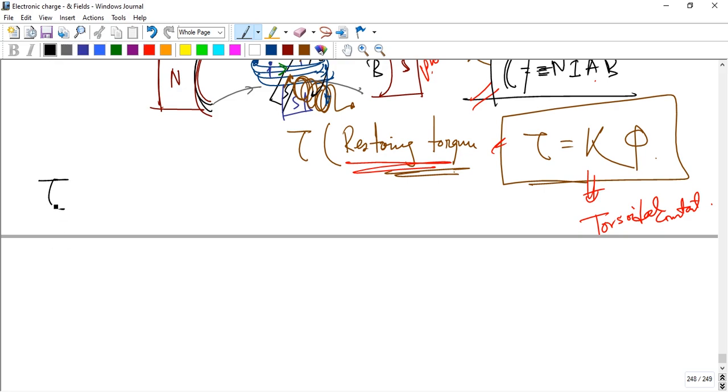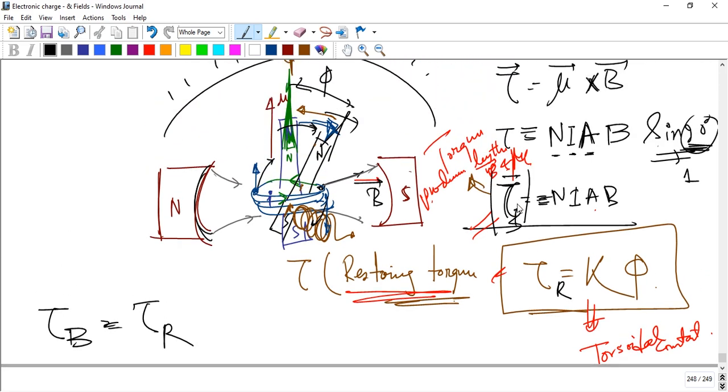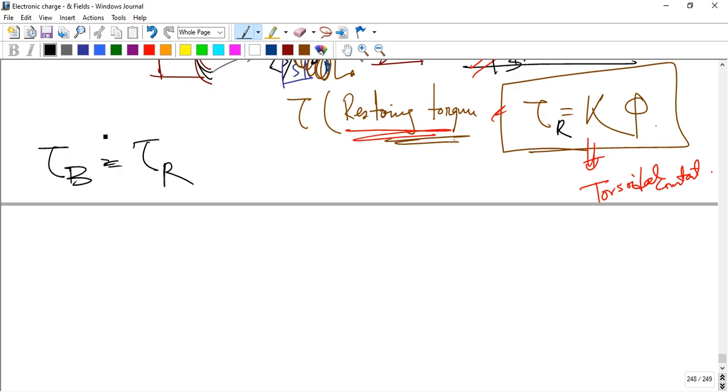Now these two taus will be equal: the tau from the magnetic field B and the tau for restoring. So we get NIAB equal to K phi. So the deflection phi is equal to NIAB by K.